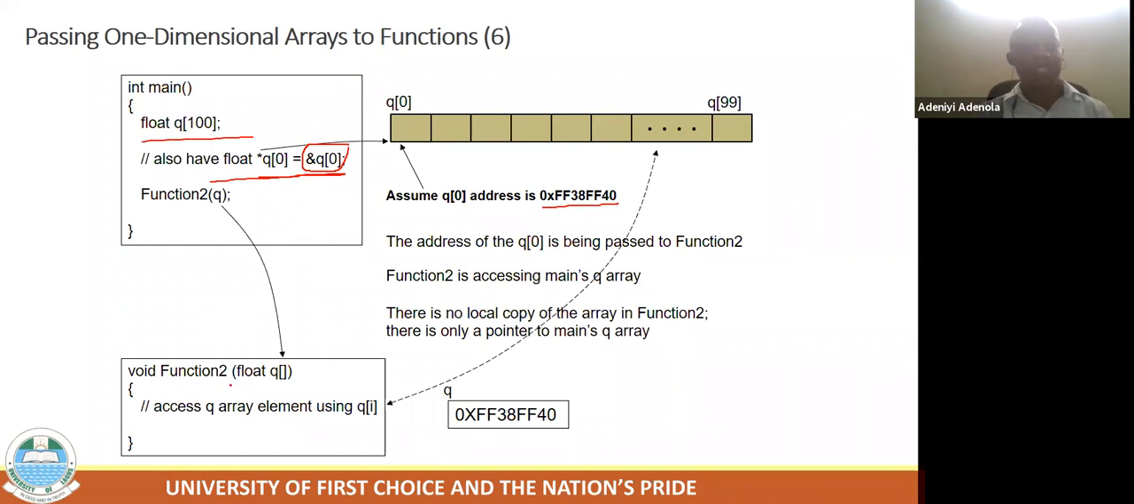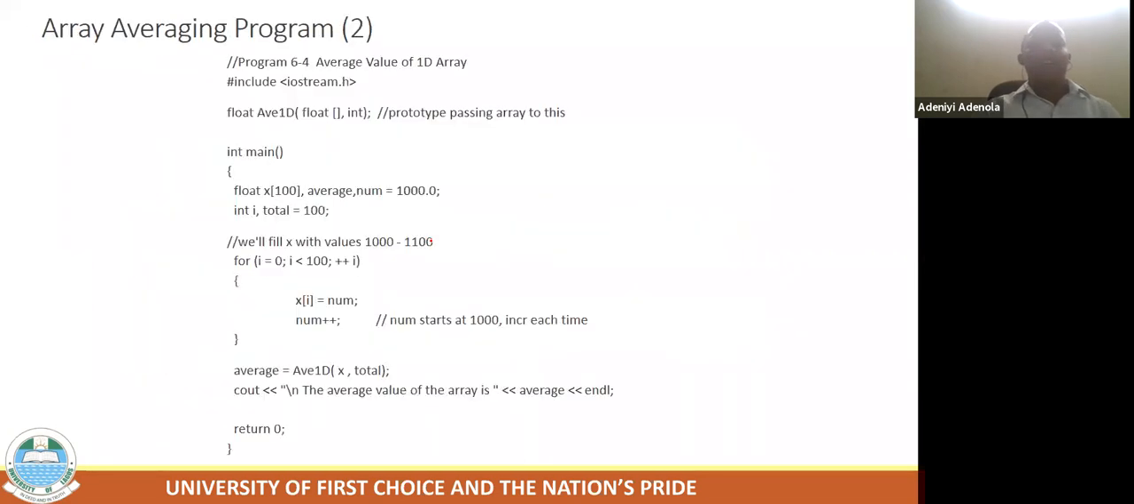So this is accessing. Anything you do here is actually affecting it. So there's no local copy of what? There's no local copy of the array in this function 2. There's only one pointer to what? To the main queue. All right.